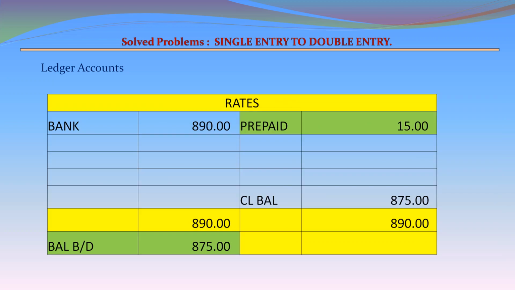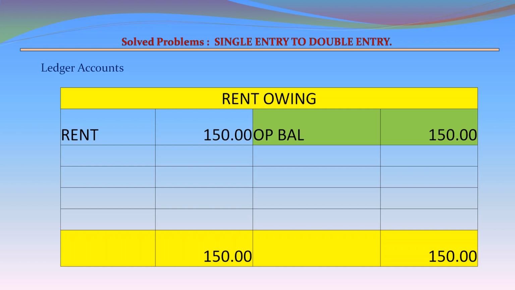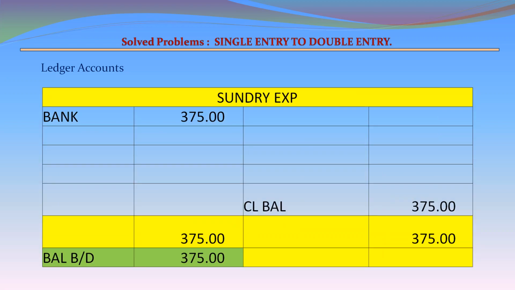Closing balance 875. Rates paid 890. Prepaid, expired prepaid is 15. Rent owing 150, rent 150. So there is no rent owing by the end of the year. Sundry expenses 375. Closing balance 375.